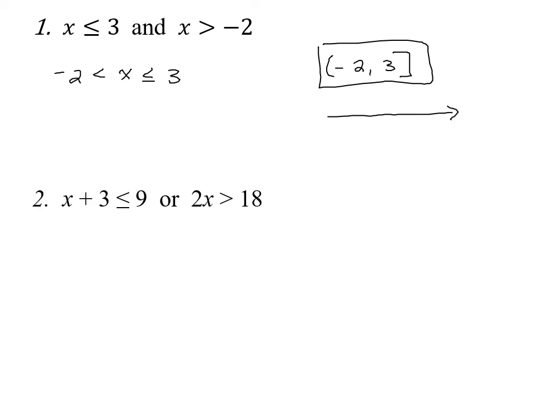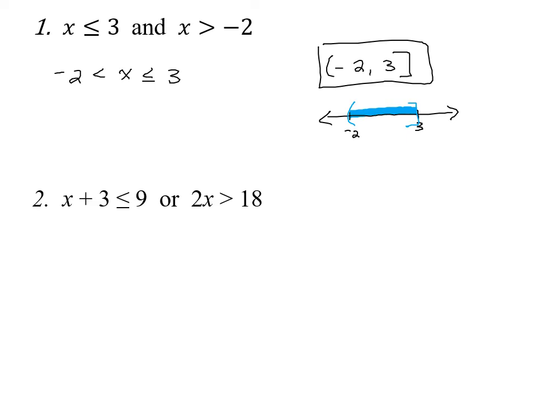And we will graph it by putting a bracket on the 3 or a closed dot and a parenthesis on the negative 2, or an open dot if you want to do the open dot. And it's the stuff in between. Your AND inequalities are always the stuff in between. Your OR inequalities are the stuff on the ends of your number line.